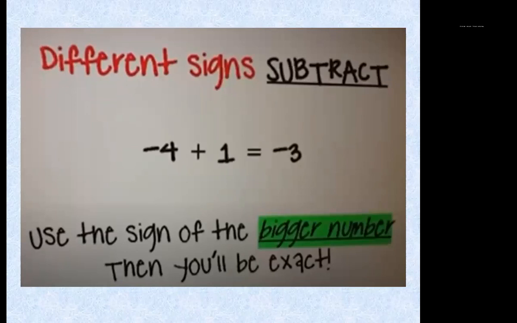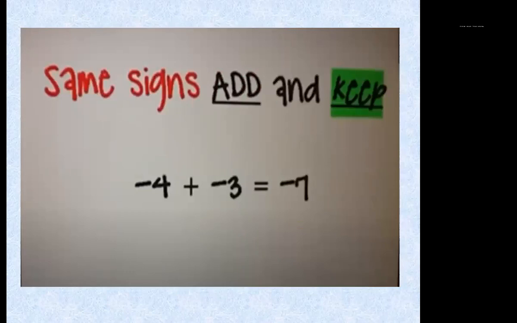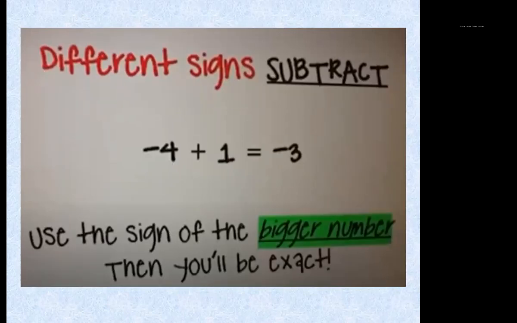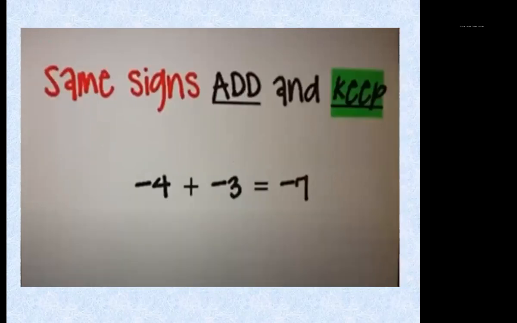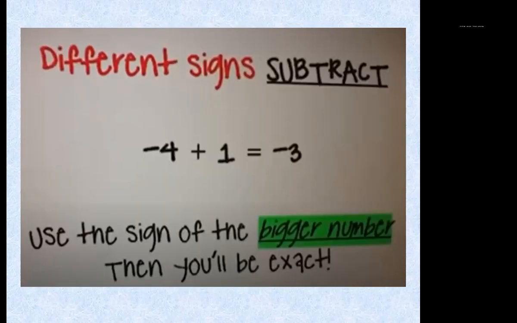Same signs, add and keep. Different signs, subtract. Use the sign of the bigger number, then you'll be exact.